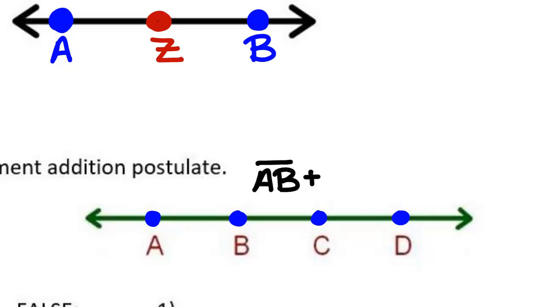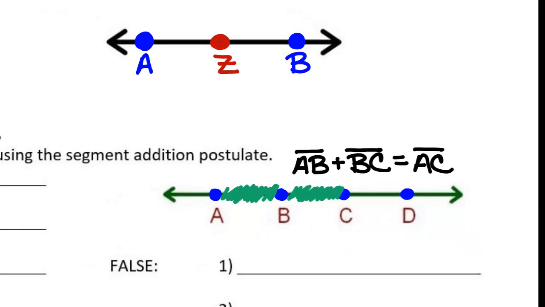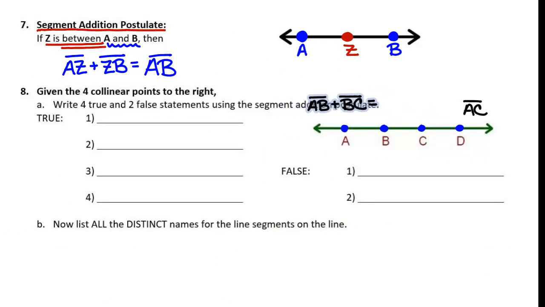Segment AB plus segment BC is equal to segment AC. Is that a true statement or a false statement? That is true. That is saying if I take this segment right here, AB, I put it together with this segment right here, BC, that would give me a segment that is this long, AC. So that is absolutely true. So we're going to add that to our true list.